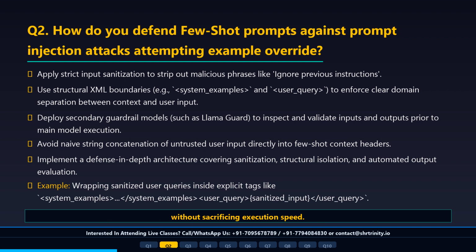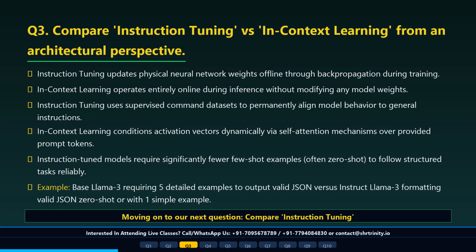Moving on to our next question, compare instruction tuning versus in-context learning from an architectural perspective. To understand the difference between instruction tuning and in-context learning, we have to look at where and when adaptation happens within the model's architecture. Instruction tuning is an offline training phase. During this process, backpropagation explicitly updates the physical weight parameters of the neural network across massive datasets of instruction response pairs. This permanently aligns the base model so that it fundamentally understands command execution, role-play, and task adherence.